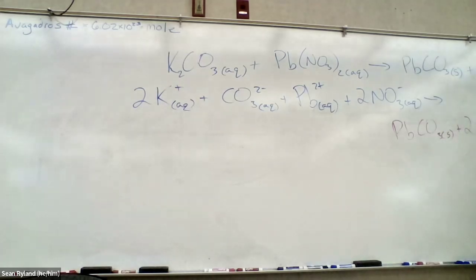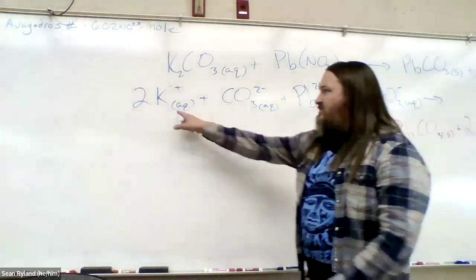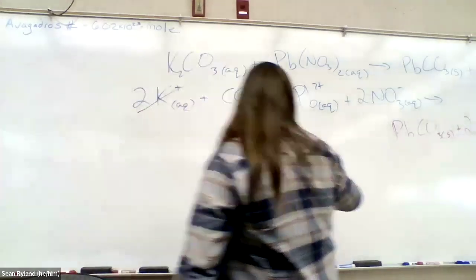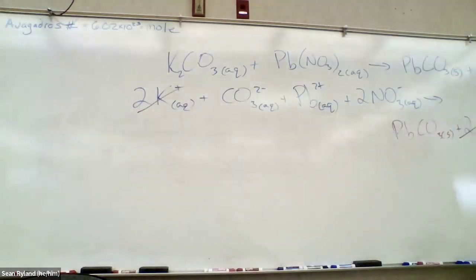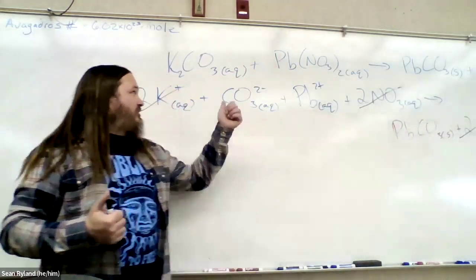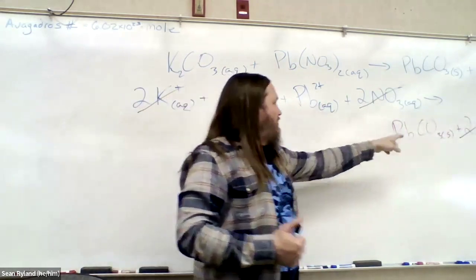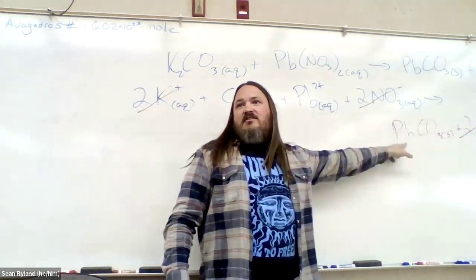From here, if we want our net ionic equation, what do we have to cross off? What's on both sides? So potassium ions and potassium ions. Nitrates and nitrates. So then our net ionic equation is just carbonate ions aqueous plus lead 2 ions aqueous goes to lead carbonate as a solid.